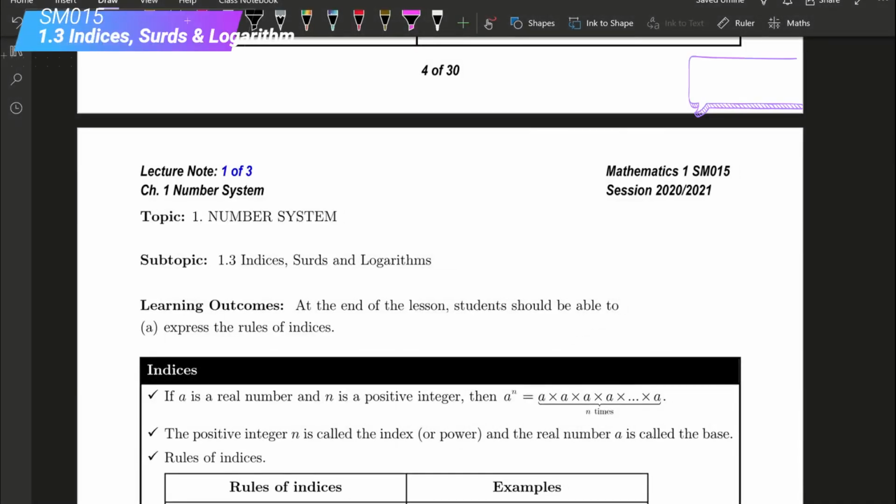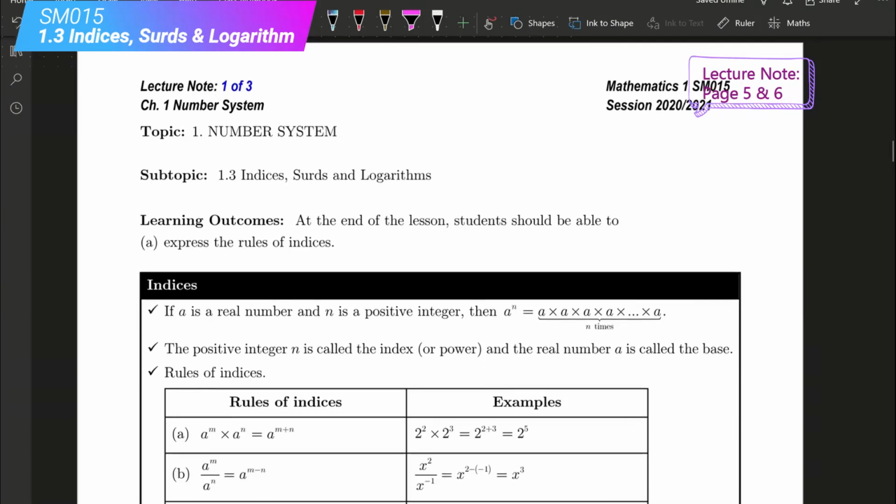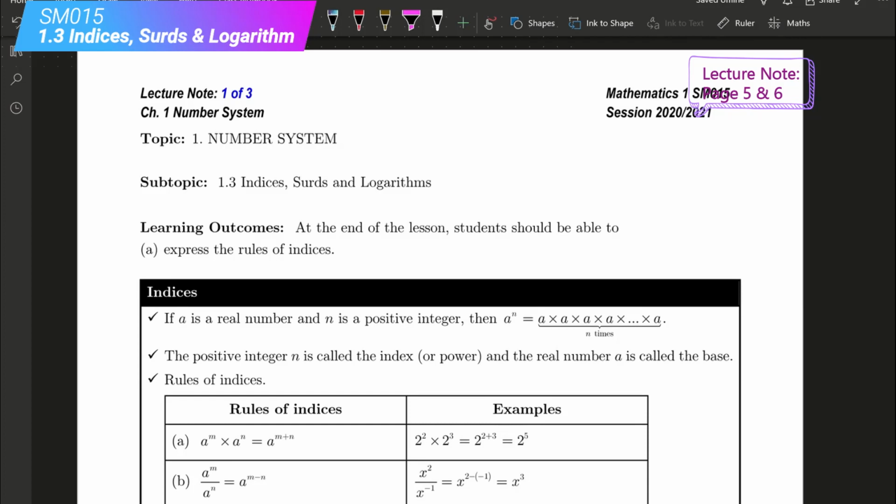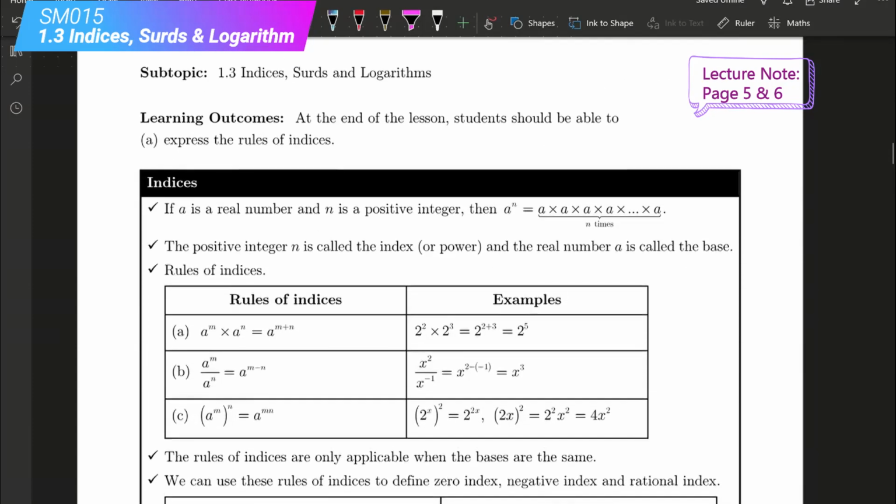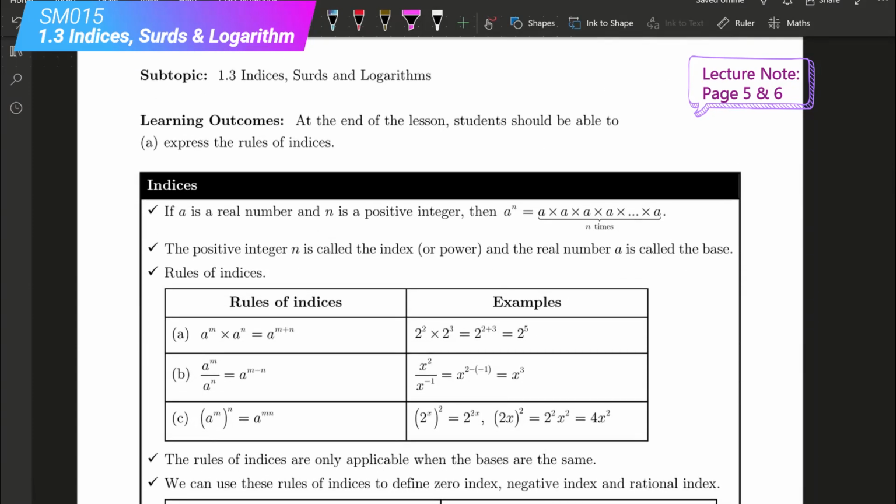Hello everyone. Now we are on lecture note 1 of 3, which involves indices and logarithms. But for this video, we are just going to focus on indices only. The rules of indices actually make solving complex problems involving powers a lot easier.